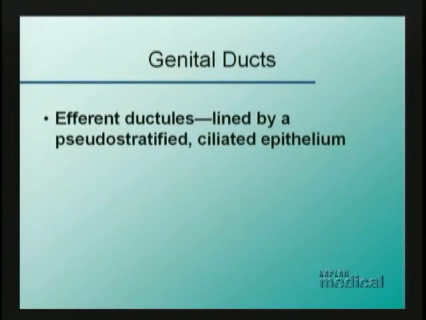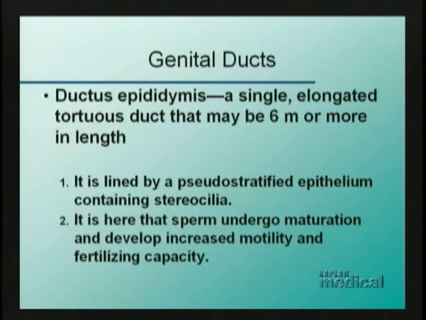From the efferent ductules, sperm are moved to the epididymis, which is a long tortuous duct that begins at the head of the testis and goes down to the tail of the epididymis, where it becomes continuous with the ductus deferens. This has a unique, histologically distinct epithelium in that it's still pseudostratified, but its luminal surface is dominated by the presence of stereocilia rather than true cilia. This is a major site where sperm undergo maturation, increasing their motility and their fertilizing capacity.